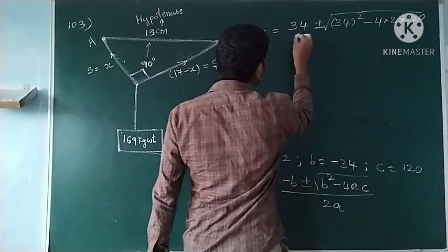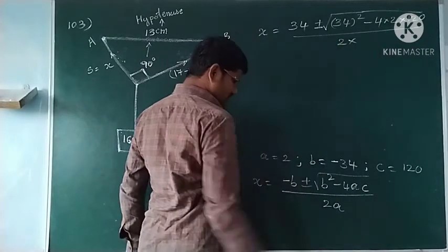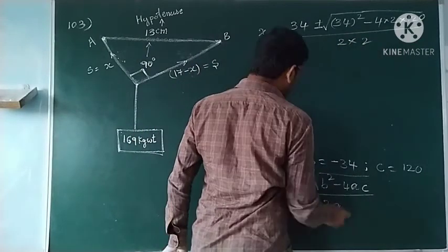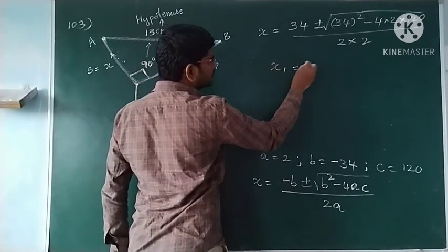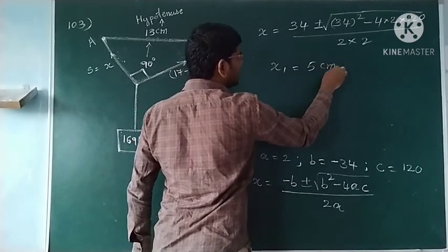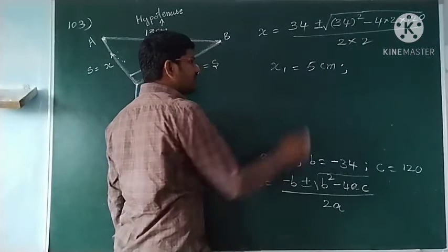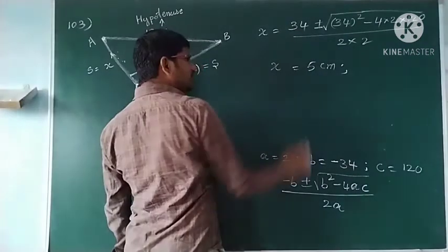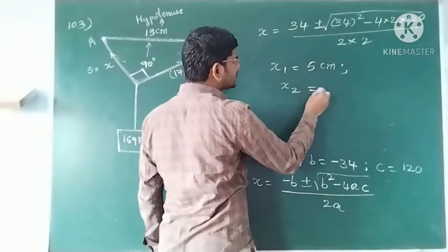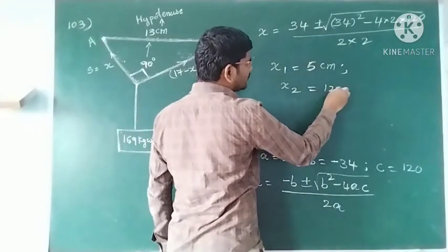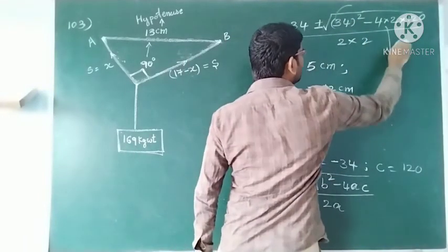So divided by 2 into a value 2, again a value is 2, 2 into 2. If we keep solving this, we will get two values for x. x1 value is 5 centimeters, so for x we will get two solutions. One is x1 is 5 and another x2 is equal to 12 centimeters.